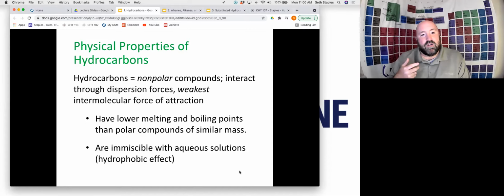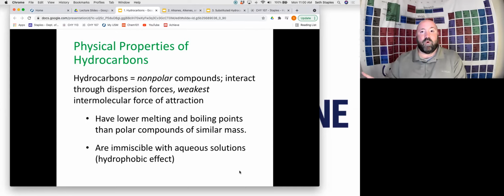Hydrocarbons are typically immiscible, meaning they won't mix with aqueous solutions due to something called the hydrophobic effect. And so this means that for the most part, organic compounds don't tend to mix well with aqueous solutions, with solutions that are made up from water. And so they'll usually separate from each other.